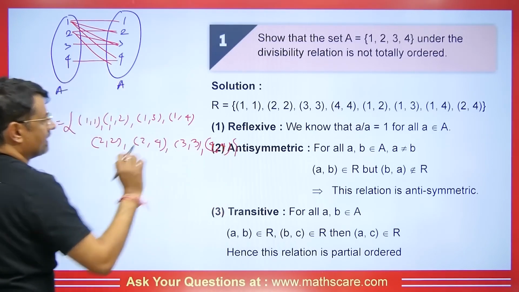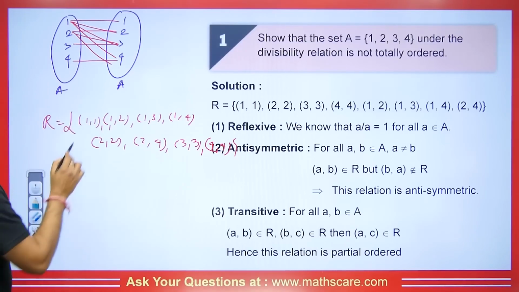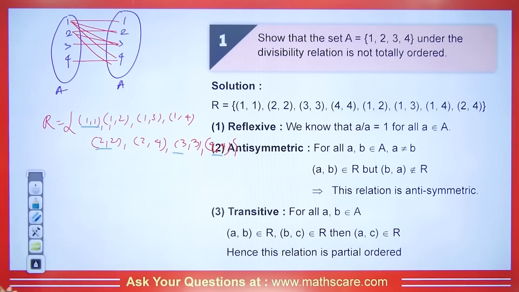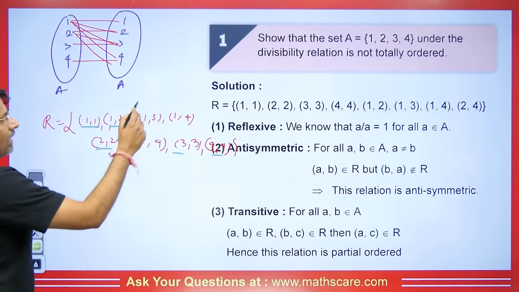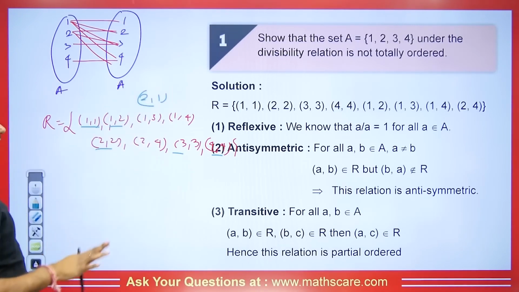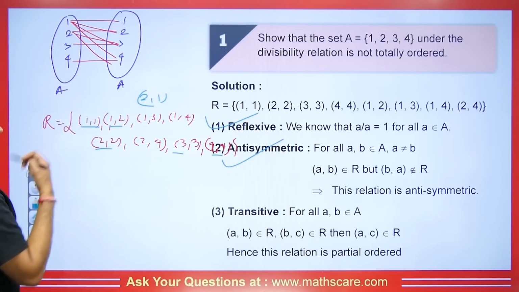Now we'll check if it's reflexive or not. To be reflexive, each element has to be linked with itself. As you can see, 1 is linked with 1, 2 with 2, 3 with 3, 4 with 4, which means that this is reflexive. Let's see if it is antisymmetric now. This is antisymmetric because 1 maps with 2, but 2 does not map with 1, so this is not symmetric, but antisymmetric. This condition is also satisfied. Now let's check transitive.